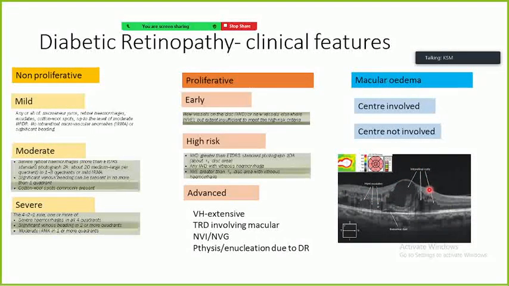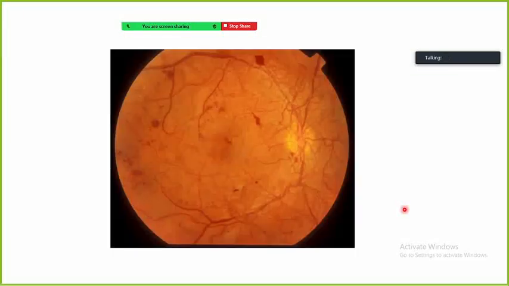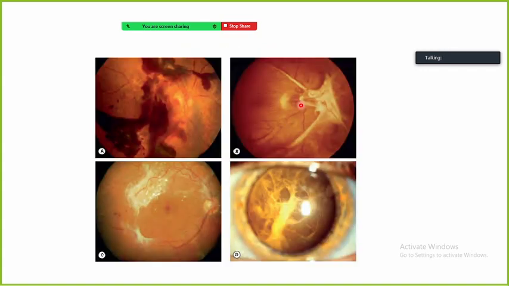The macula is the center of the retina where the vision is best. So you can see the macula is swollen. So these are the diabetic changes. You can see the venous enlargement, multiple hemorrhages, and new vessel formation.